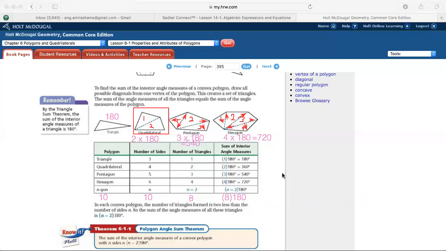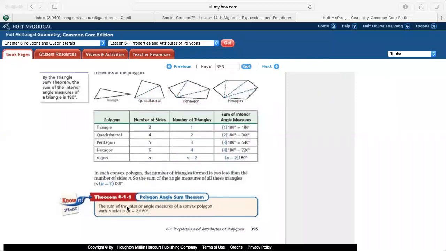So whatever the number of sides, I have a rule to solve it. N is the number of sides. How many triangles will be formed in this polygon? N minus 2. 10 minus 2 is 8. So 8 multiplied by 180. Okay, girls? So the sum of the interior angle measures of a convex polygon is n minus 2 multiplied by 180, where n is the number of sides of the polygon.